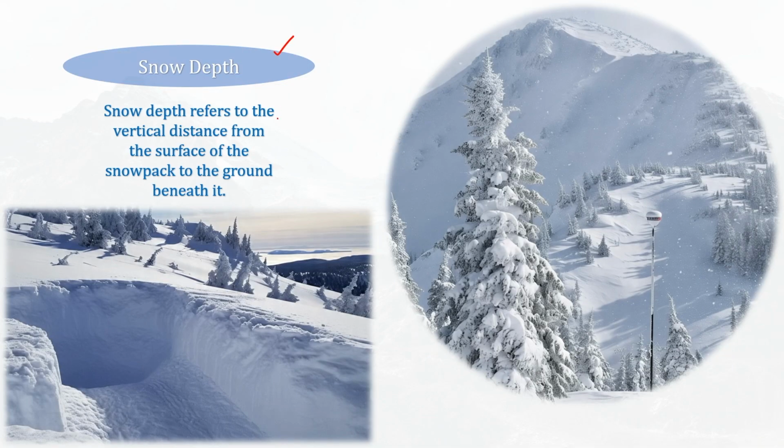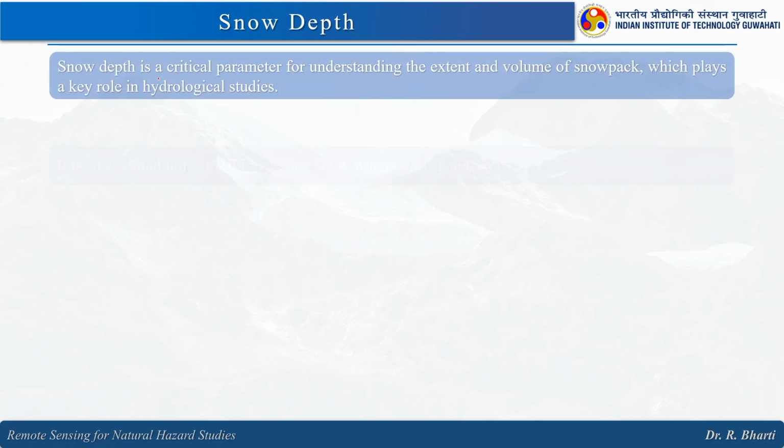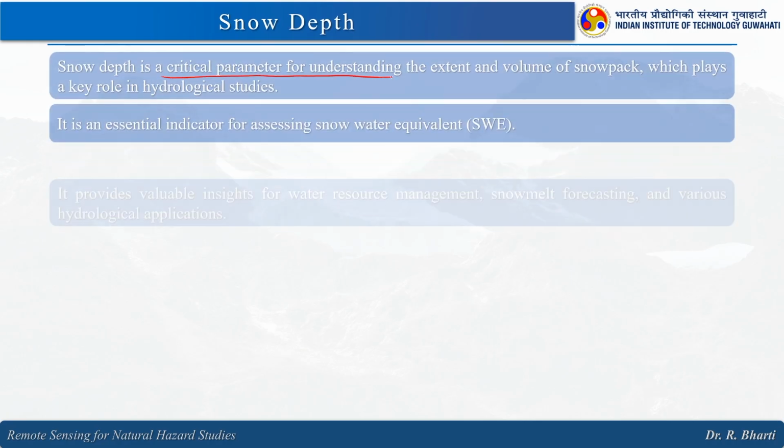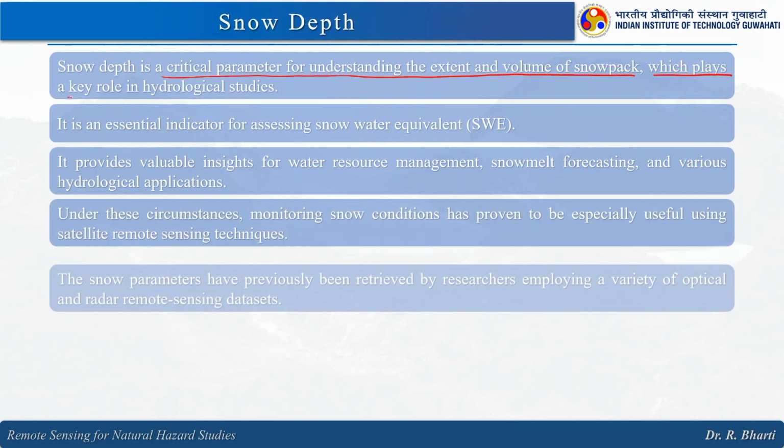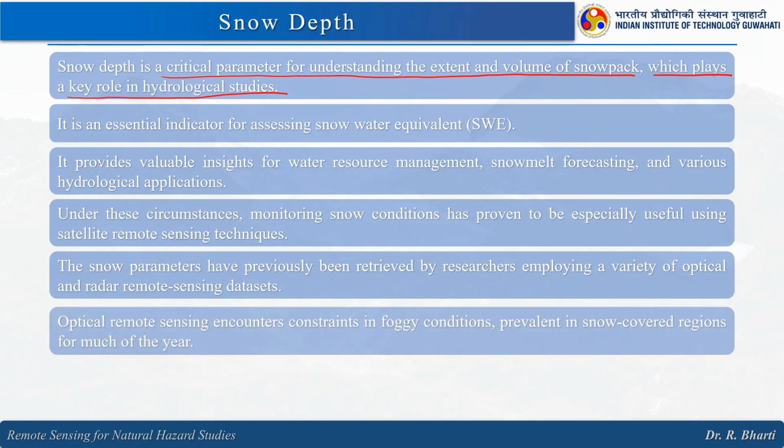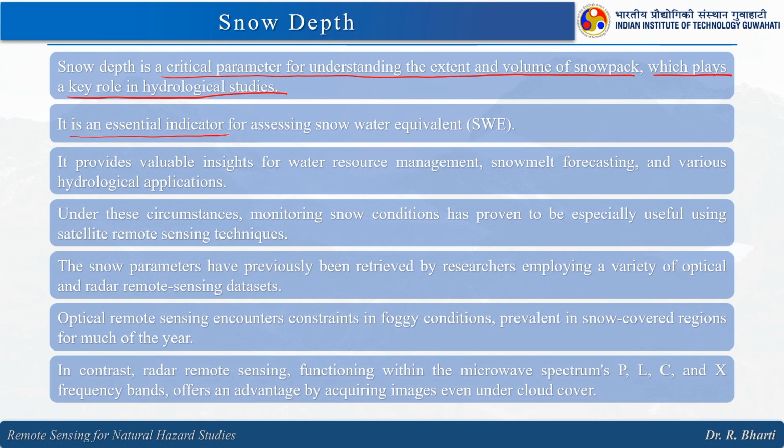So, the snow depth refers to the vertical distance from the surface to the ground of it, right. So, assuming this is the lowest surface where we have the rocks and soils, right. Then in that case this will become the depth of the snow. Snow depth is a critical parameter for understanding the extent and volume of snowpack, which plays a key role in hydrological studies. It is an essential indicator for assessing snow water equivalent.